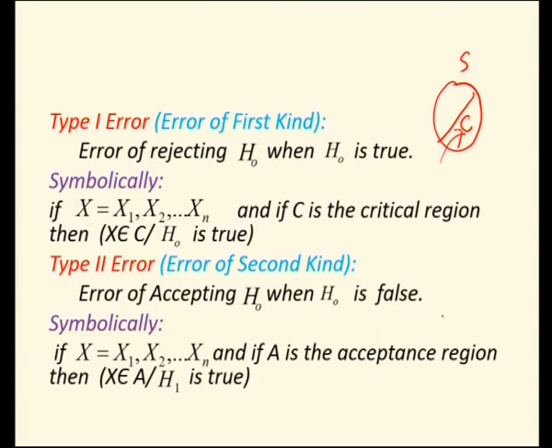So, how to define it symbolically? If x is equal to x1 up to xn and A is the acceptance region, that is, as I have already said, S minus C, the acceptance region, then if the sample point falls in the acceptance region, that is, x belongs to A, given that H1 is true, that is called a type 2 error.